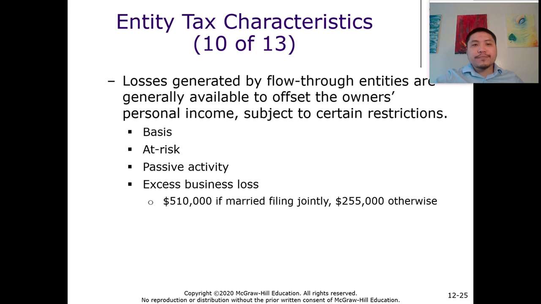For flow-through entities, remember, in order to deduct the net operating loss, we have to go through the basis rule, the at-risk rule, the passive activity rule, right? We have to go through these 3 hurdles, plus the final hurdle, the excess business loss, right? We have to go through all of these hurdles to identify the amount of loss that can be used to deduct the business owner's income, right?